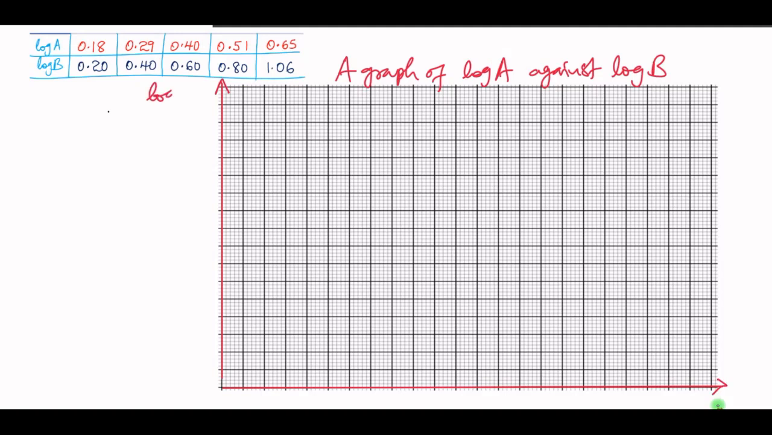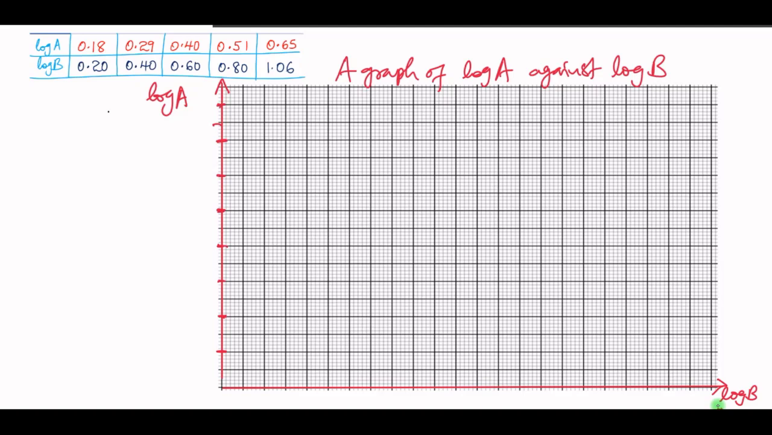So for log A, which is the y-axis, and log B, which is the x-axis. I'm going from the values on the table. For log A, the maximum value is 0.65. As I count from this, the scale that I'm going to choose will be able to fit very well.